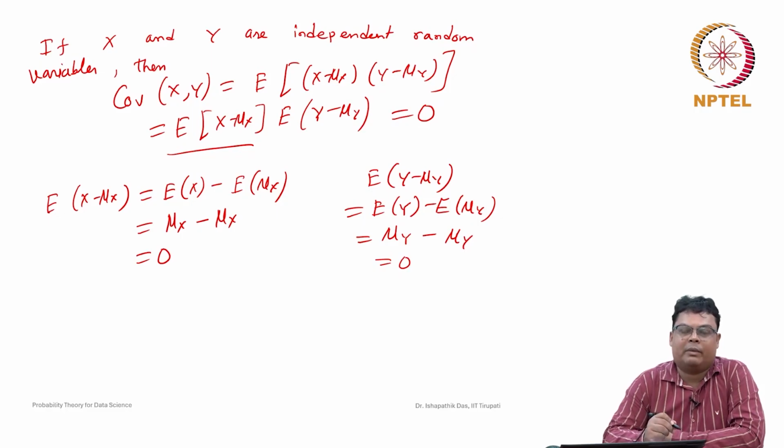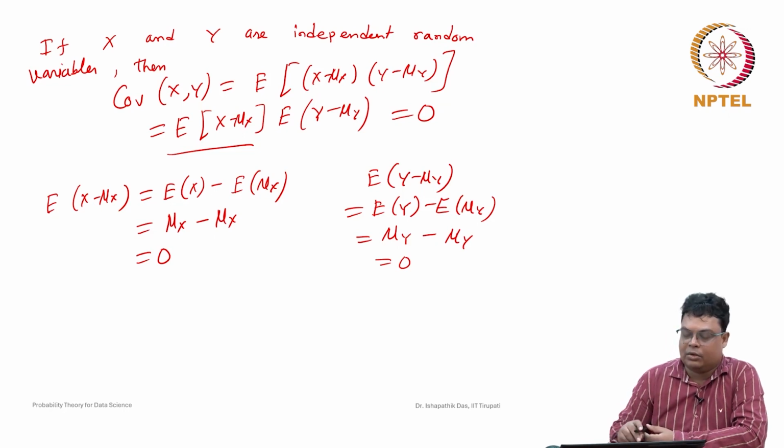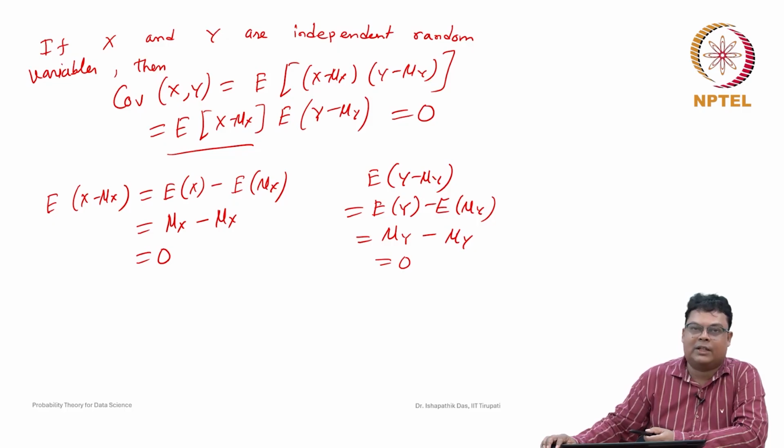But is the converse also true? Suppose we have two random variables whose covariance is 0, can we say that x and y are independent random variables? That is not true always. There are many examples where their covariance is 0, but they may not be independent. So, we cannot say that x and y are independent if the covariance is 0. However, if x and y are independent, then we can say that their covariance is 0.